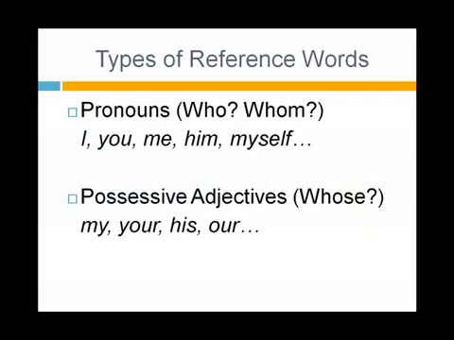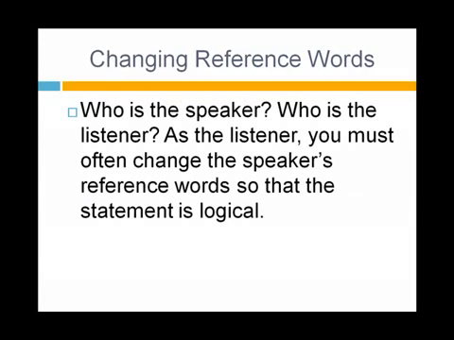We just saw that two types of reference words are pronouns and possessive adjectives. Pronouns can answer the questions who or whom. Examples of pronouns are I, you, me, him, myself. Possessive adjectives can answer the question whose. Examples of possessive adjectives are my, your, his, our. When you begin to change reference words in reported speech, ask these two questions. Who is the speaker? Who is the listener? As the listener, you must often change the speaker's reference words so that the statement is logical.